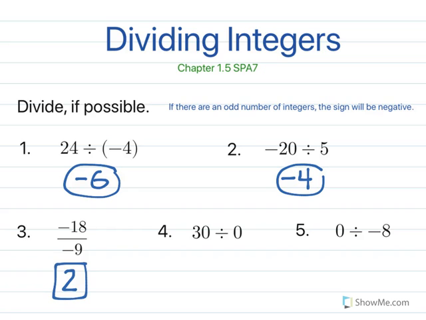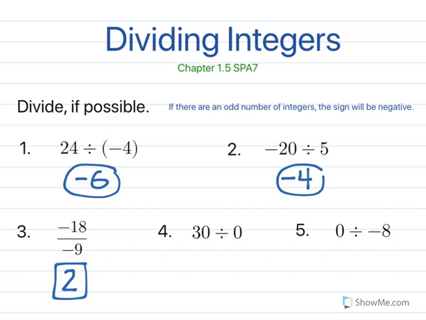Okay, with 4 and 5, you'll notice for 4, we have 30 divided by 0. And then for 5, we have 0 divided by negative 8. And so we have to think about the rule here. One of these will have an answer of 0. The other one won't. I like to think of it in terms of money. If I have $0 and I divide it amongst 8 of my friends, everybody gets the same amount. They get $0.